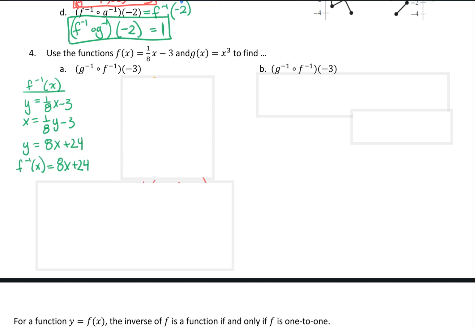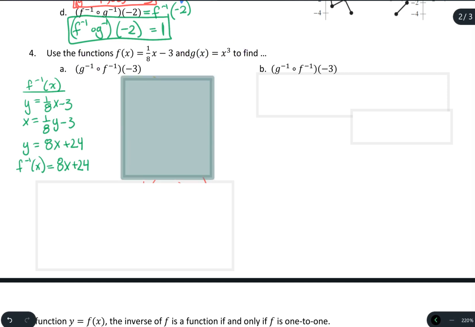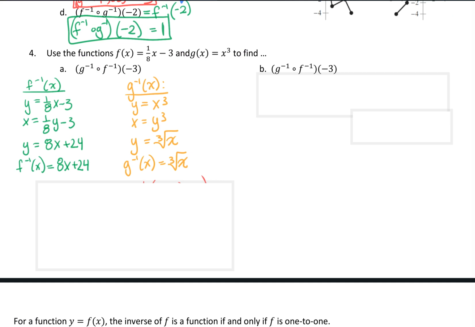Similarly, we know we're going to have to use the g inverse function. And since we have to use the g inverse function on the outside, I'm going to just go ahead and take my g and find its inverse as well, so I have it ready to go. So here's my g inverse function. And so I'm going to take these two now, and now I'm going to evaluate. So now I'm just going to go ahead and do g inverse of f inverse of negative 3. You can pause the video and take a moment to see if you can do that on your own.